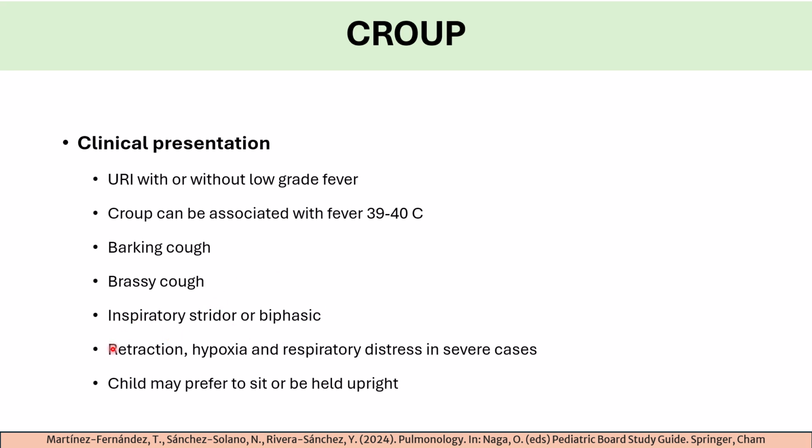In more severe cases, you will start to see retractions, suprasternal retractions, hypoxia. This is very bad and has to be admitted right away, and respiratory distress. The child might prefer to sit or be held upright.